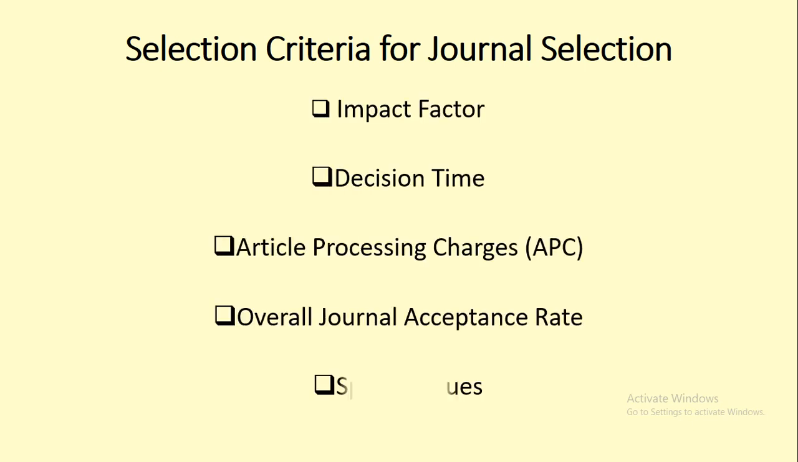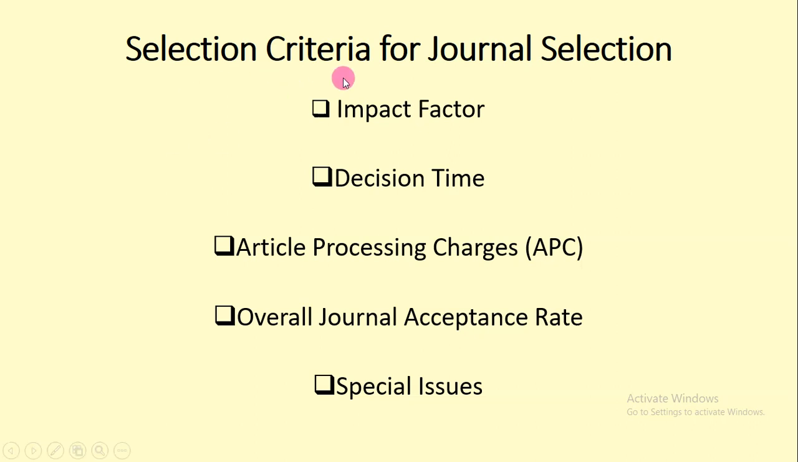There are some selection criteria you need to take care of. In fact, most scientists and researchers take care of these criteria. The first one is impact factor. Of course, if you have done research, you will want to publish it in a specific range of impact factor.